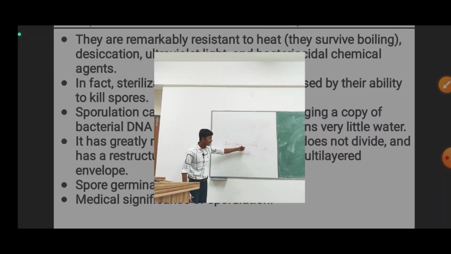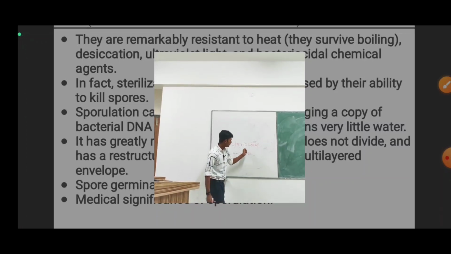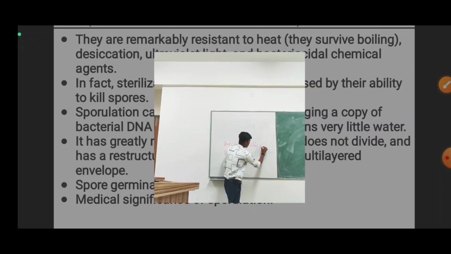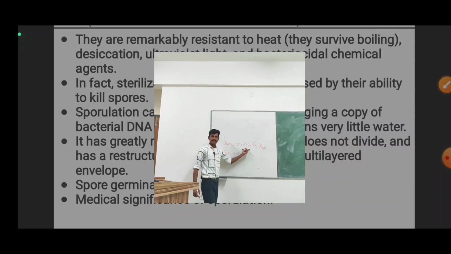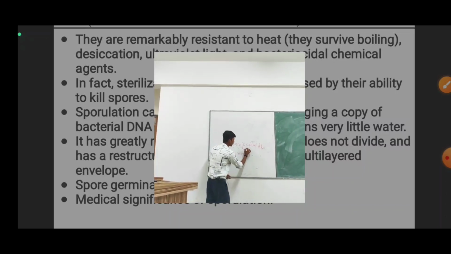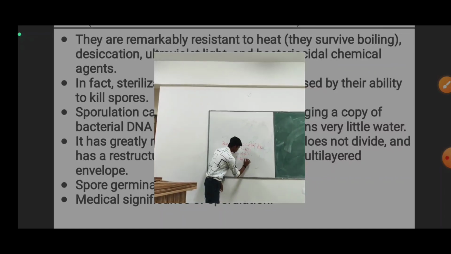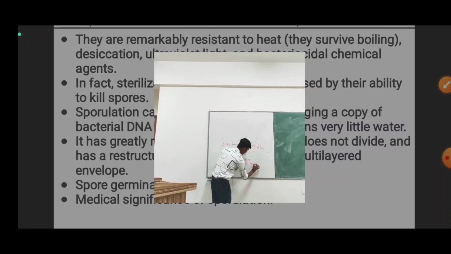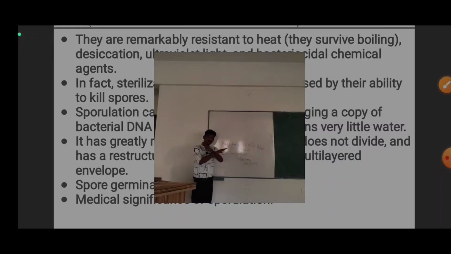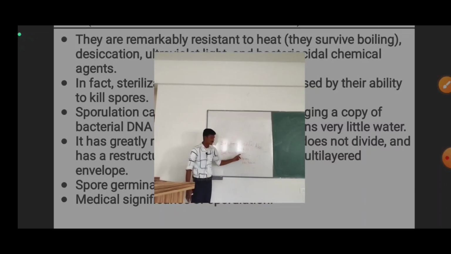In the bactericidal chemical compounds, for example bactericidal antibiotics, these bactericidal antibiotics kill the bacteria, whereas the bacteriostatic kind of antibiotics basically suppress the growth of bacteria. Okay, so cidal means death and static means suppress. Okay, now see the slide.